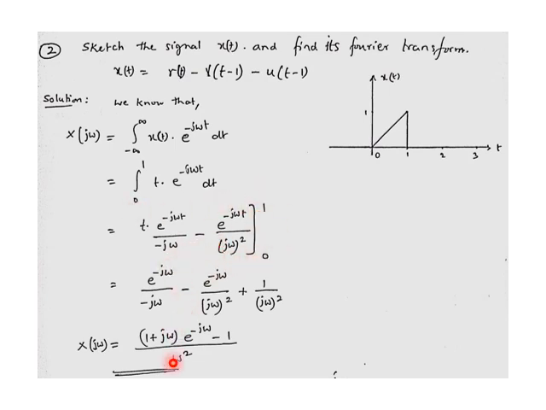After simplification, I get x of j omega as 1 plus j omega into e to the power minus j omega, minus 1, divided by omega square. Here you can try the simplification. Directly taking the j omega where j square is taken, the sign is changed over here, and omega is taken as a common term from this line to this line. So this is the simplification, you can work it out, but this is how we can solve the Fourier transform for the given x of t.